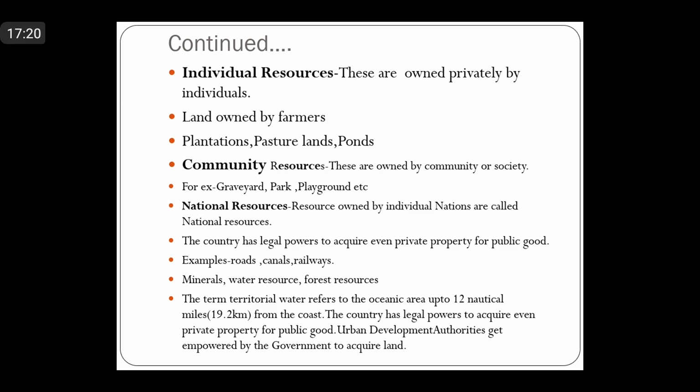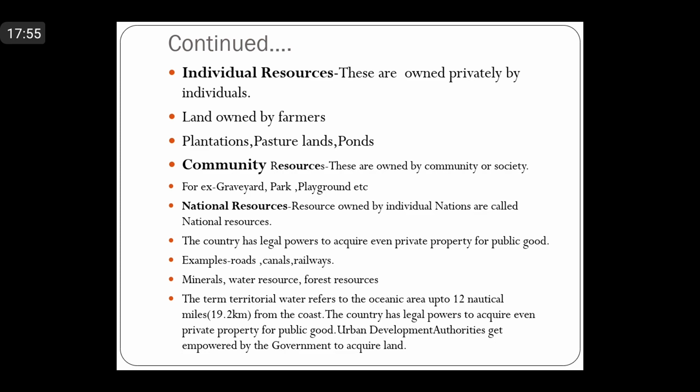Okay. Then another one is community owned resources. What are community owned resources? Community owned resources are those resources which are accessible to all the members of the community. There is no restriction here. Everyone in a society or community can reach these resources. And a person cannot reclaim this, saying this is my personal property, right?